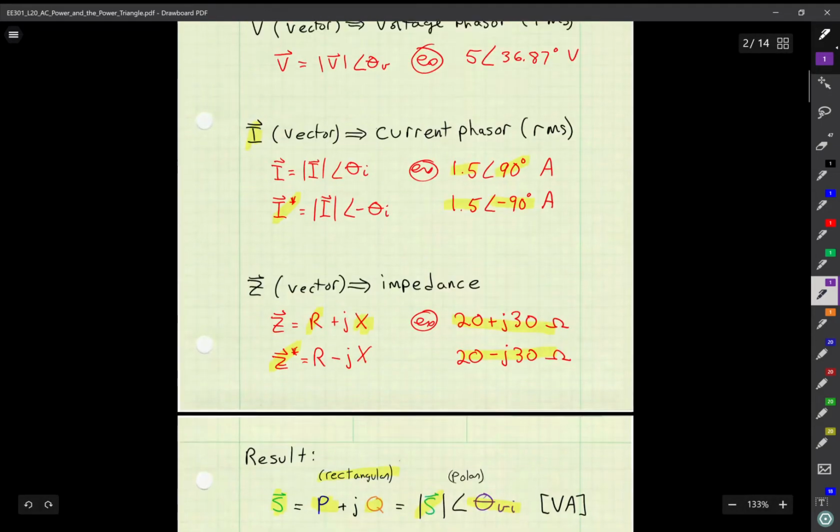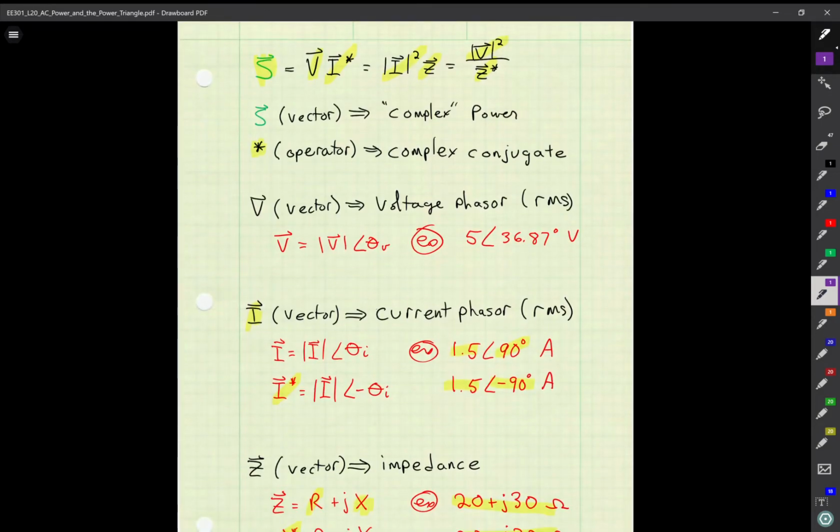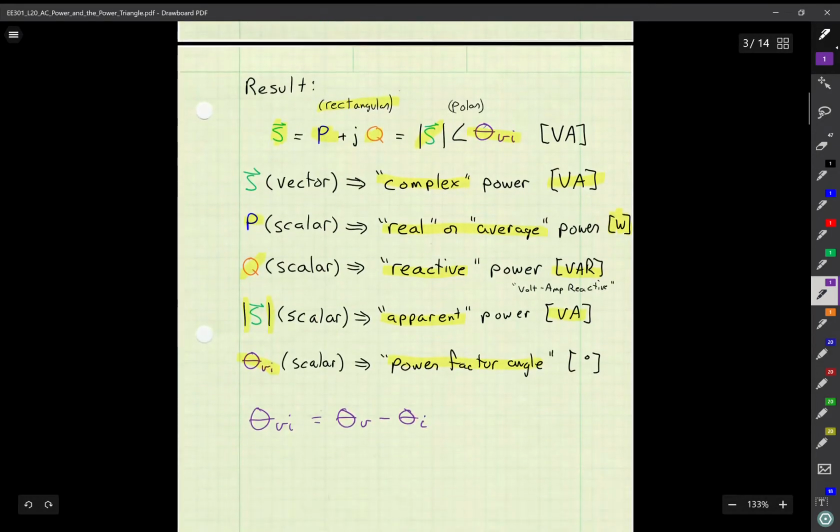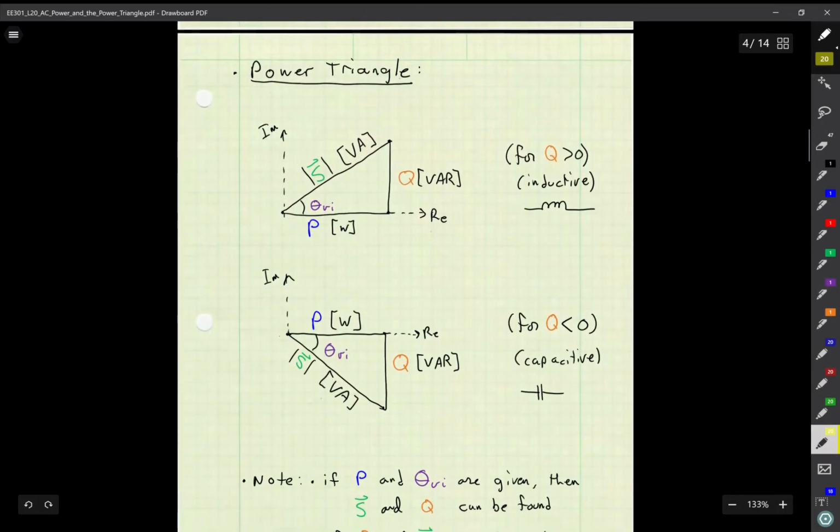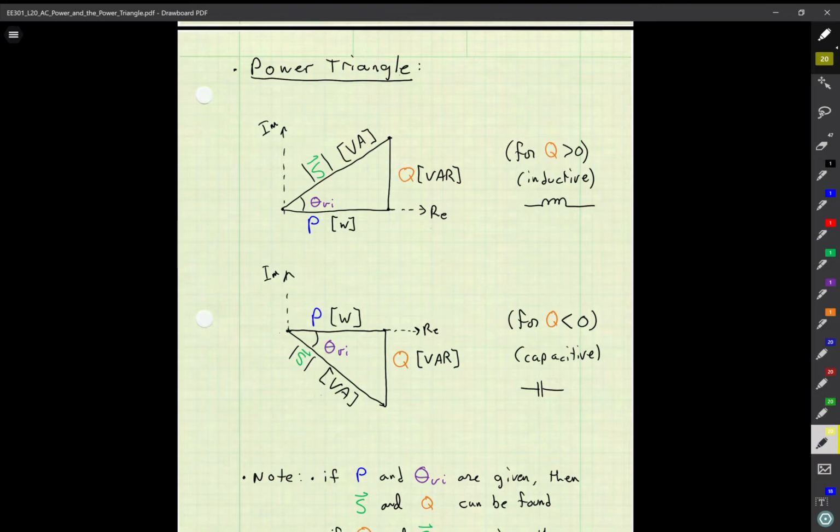Because going back to the equation, I see that I'm just multiplying two complex numbers together, and I'll get a complex number as a result. And that complex number is complex power, and I need to be able to see in both polar and rectangular coordinates what those values are in my definitions of all those values. Okay. Now, we also talk about complex power in the form of what we call a power triangle.